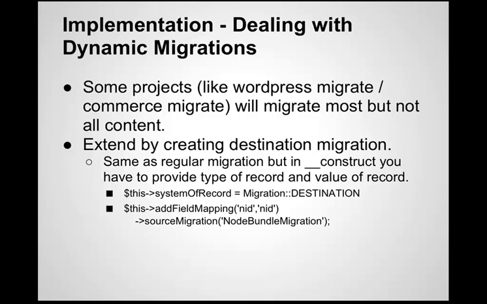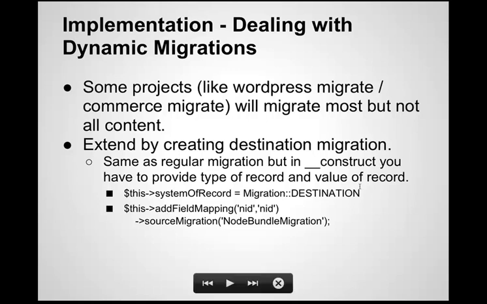What you can do is you can actually extend a migration by creating what's called a destination migration. And it's pretty much the same thing as all of the other migration stuff that's there. But in your constructor, you'll provide the type of record that you're migrating in, along with where to find that ID value. So there's a variable called system of record. And typically, it's set to migration::source. So it knows that there's some other source structure out there that it can get all of this data from.